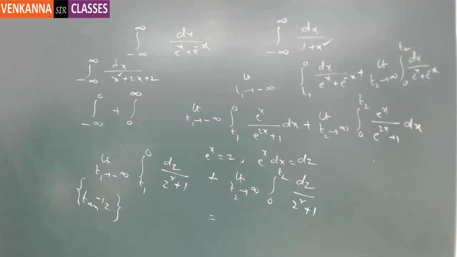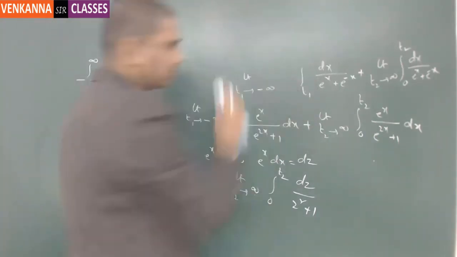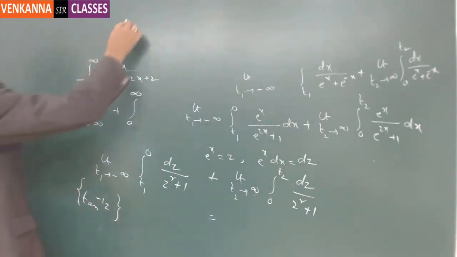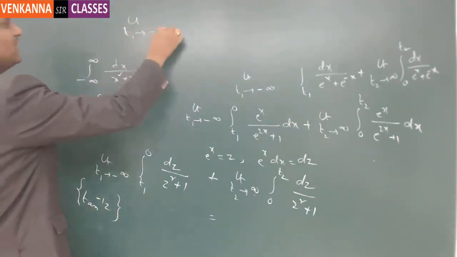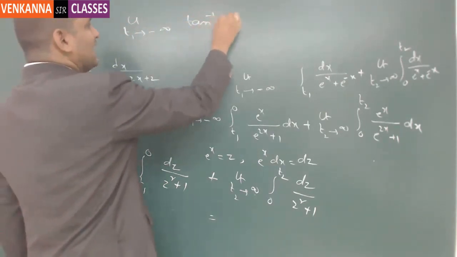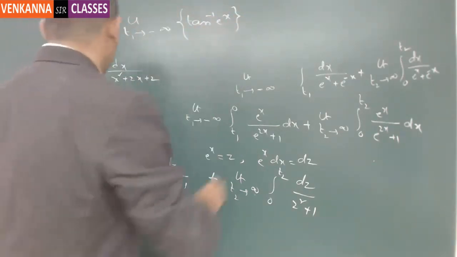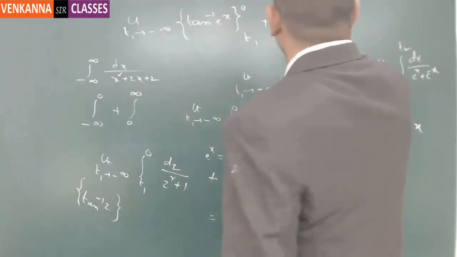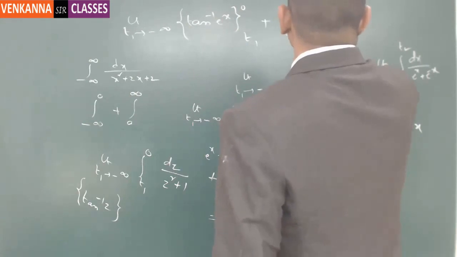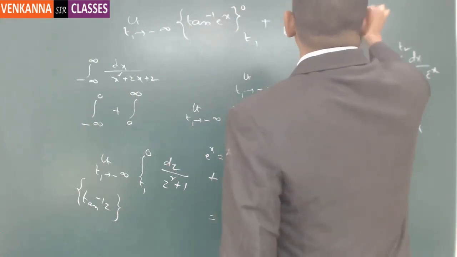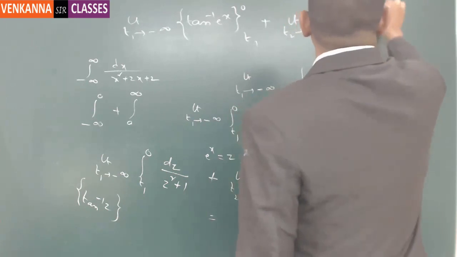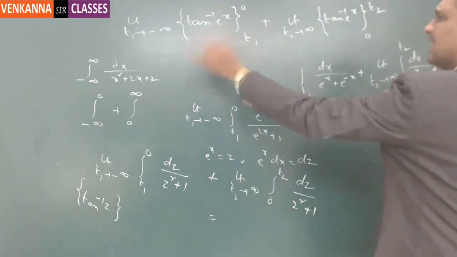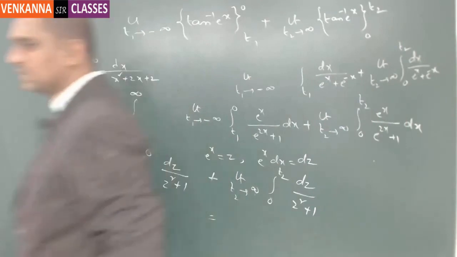So tan inverse z is the integration value and z is nothing but e power x. So while applying the limits, you will get the value as limit t1 tends to minus infinity, tan inverse e power x between the limits t1 to 0, plus limit t2 tends to infinity, tan inverse e power x between the limits 0 to t2. So once you substitute the limits, then apply t2 tends to infinity and t1 tends to minus infinity, like that.